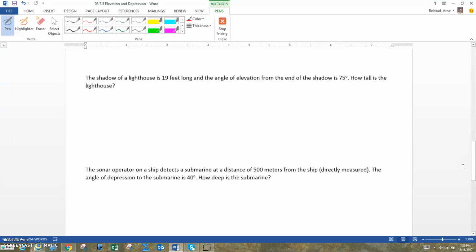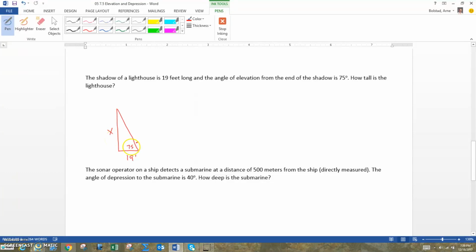All right, the shadow of a lighthouse is 19 feet long, and the angle of elevation from the end of the shadow is 75 degrees. How tall is the lighthouse? So there's our lighthouse. There's our 19 feet. And this would be about our 75 degree angle. We're looking for that side.